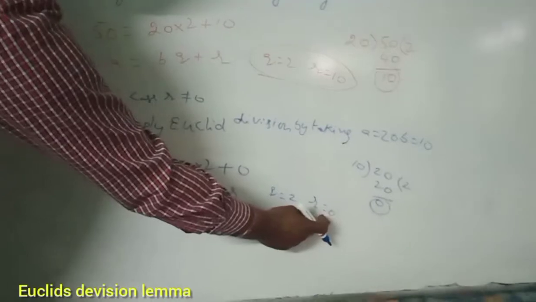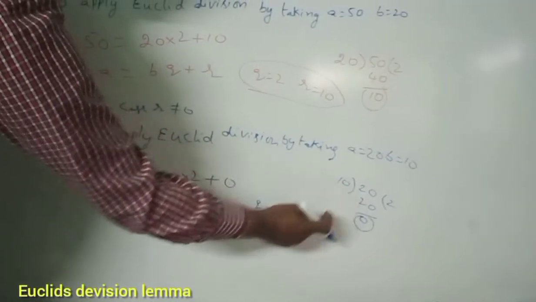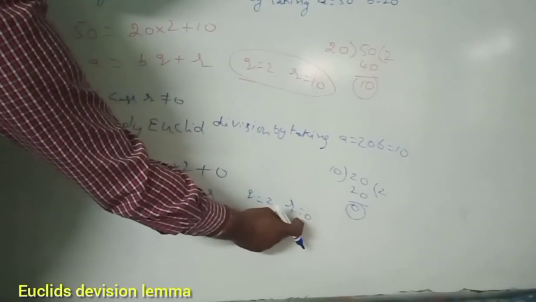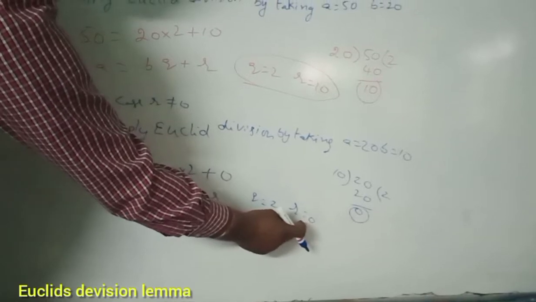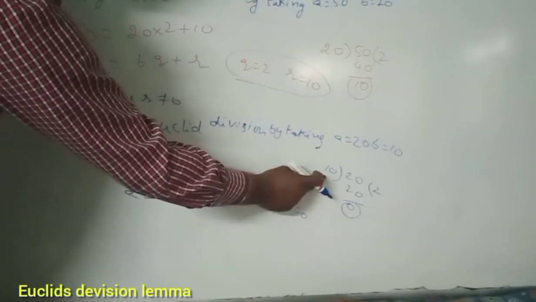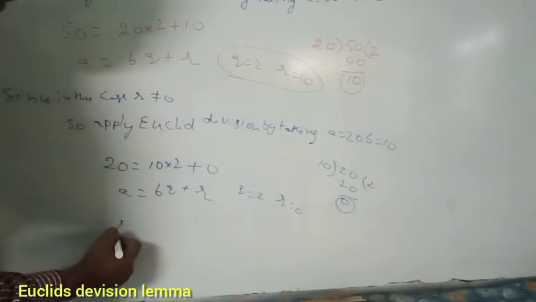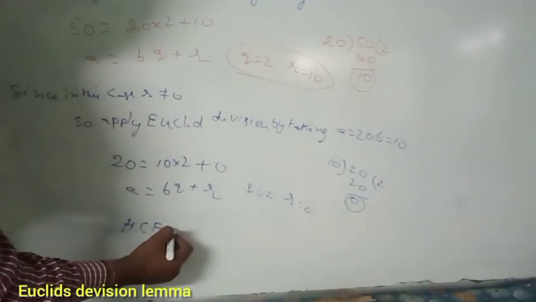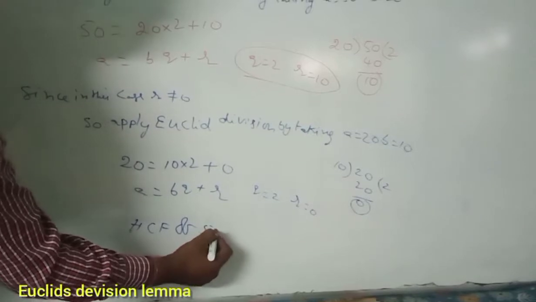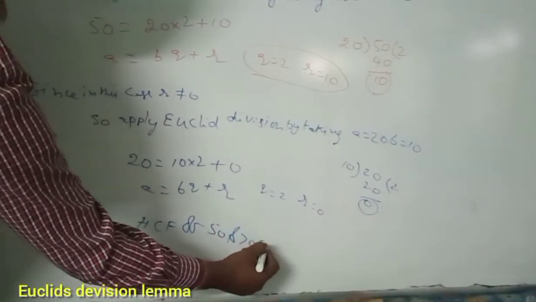How is it possible that R is equal to 0? Remainder value 0 is possible when divided by 10. 10 is divisible. So the HCF of 50 and 70 is equal to 10.